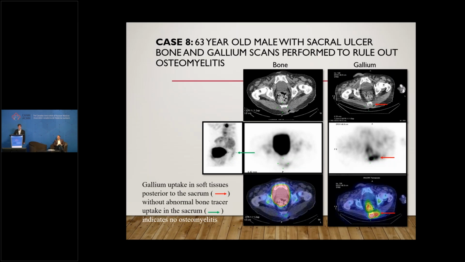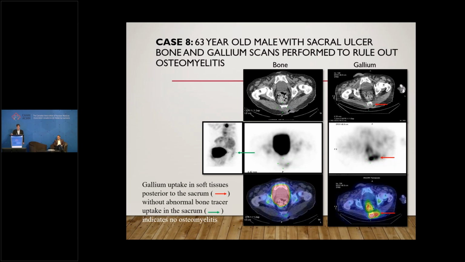The next case is a 63-year-old male with sacral ulcer. Bone gallium scan was ordered to evaluate for osteomyelitis. We see in the top row, there's evidence of a deep sacral ulcer. The gallium images in the middle show intense gallium accumulation at the sacral ulcer, but the uptake did not really involve the sacrum.